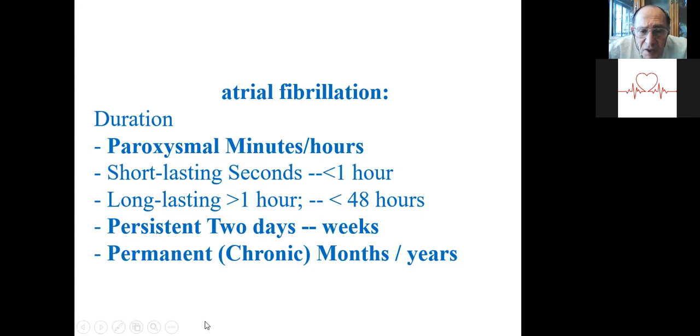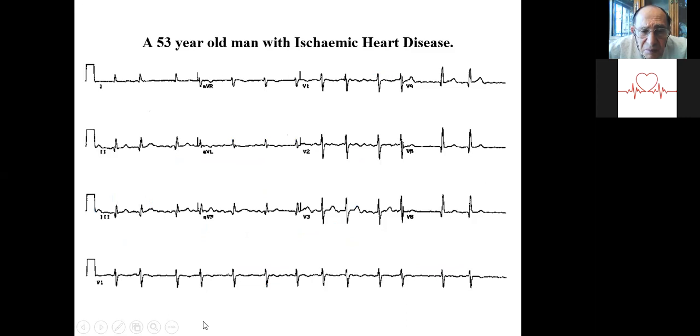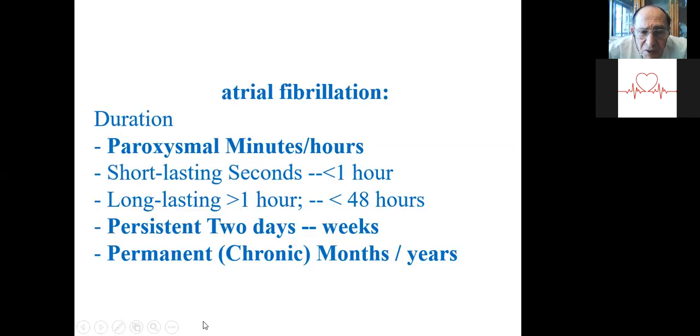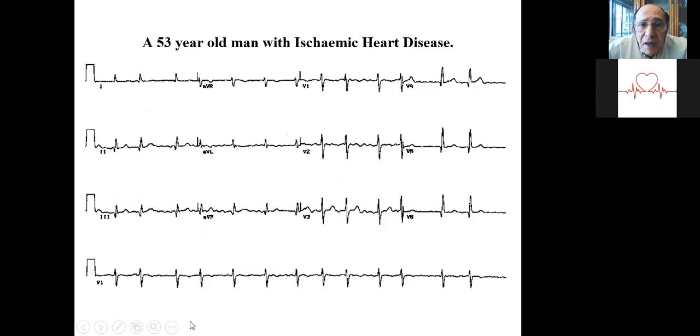And the permanent or chronic is divided into 2 types. If the doctor decides that it can be corrected by drugs, it is called permanent chronic, and if the doctor decides that there is no hope it will return to sinus rhythm and gives only rate control treatment, it's called permanent. This is an example of atrial fibrillation. Instead of the P wave, you find F waves.